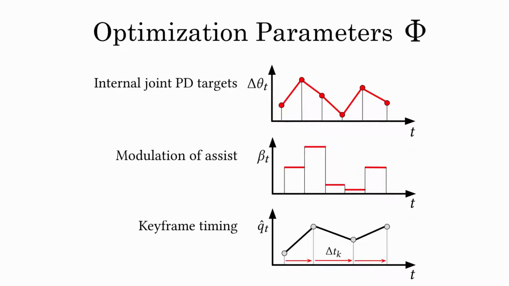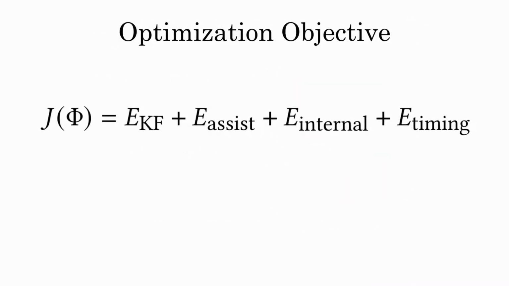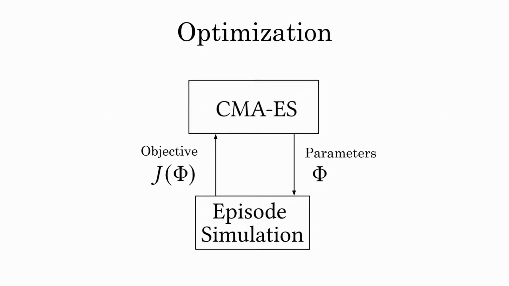The optimization parameters, phi, then consist of the joint PD target angles, which generate internal torques, the modulation of the assistive forces, and the keyframe timing. The motion objective is to minimize the sum of observed errors at the keyframes, the degree of external assist, the degree of internal effort, and a term favoring shorter duration motions. Finally, we optimize the motions using a shooting method. We use CMAES as a derivative-free optimization method.